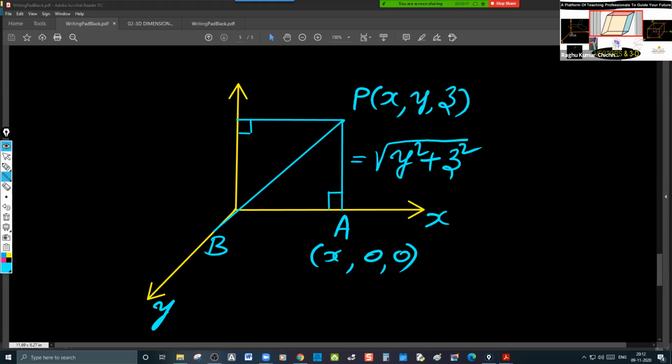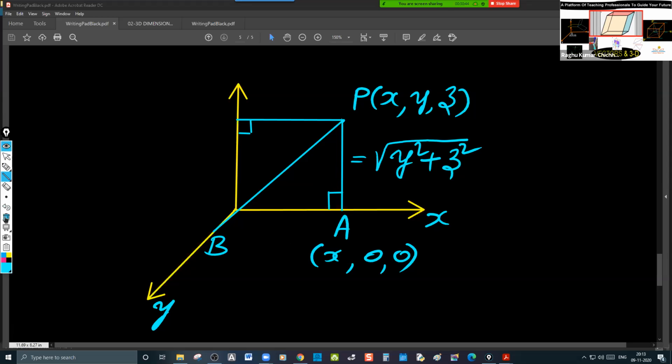So, distance of any point from x-axis is root over the sum of the squares of the y and z coordinates, from y-axis is root over the sum of the squares of the x and z coordinates, from z-axis is root over the sum of the squares of obviously x and y coordinates. I hope you understand that, Kaushik.